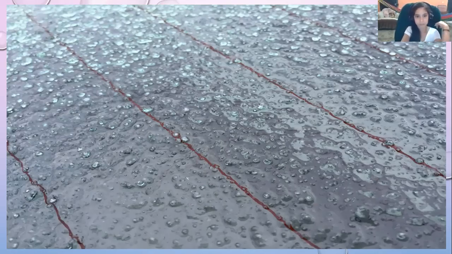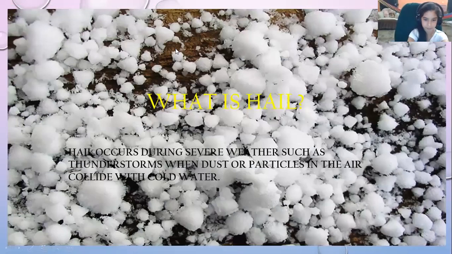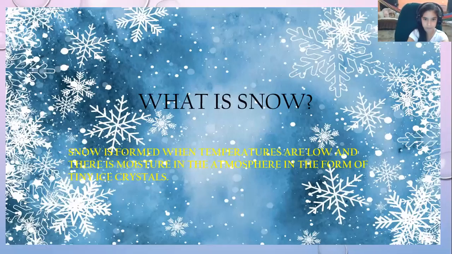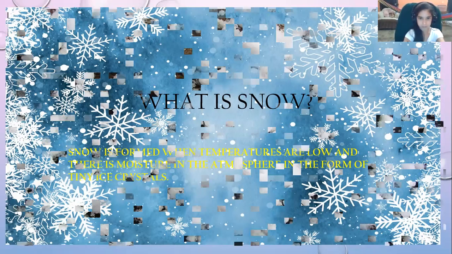Okay, thank you, Catherine. As I told you, what is snow? It forms where temperatures are low and there is moisture in the atmosphere in the form of tiny ice crystals. That is snow.